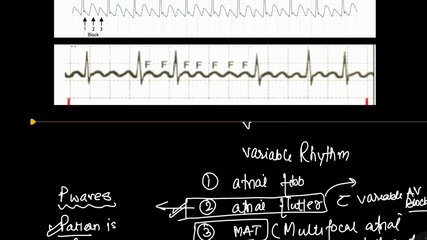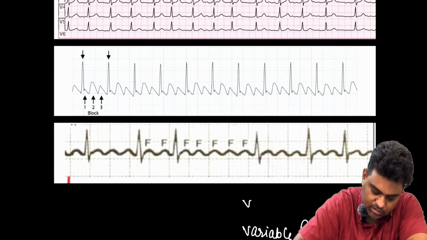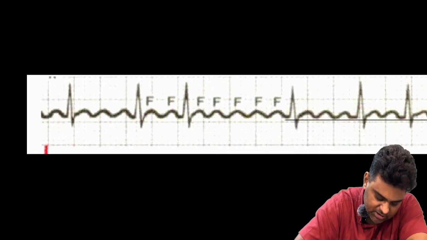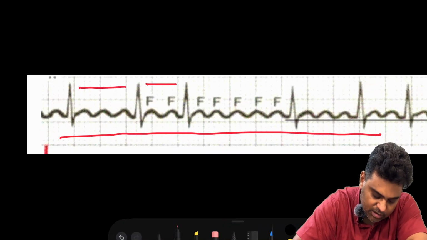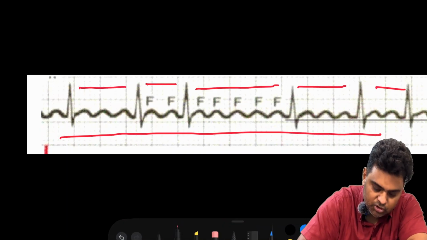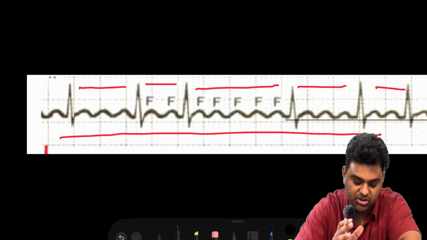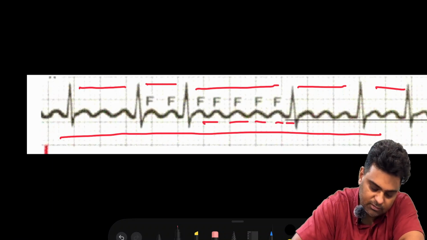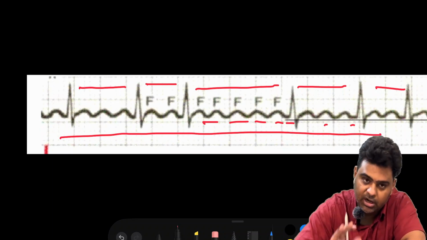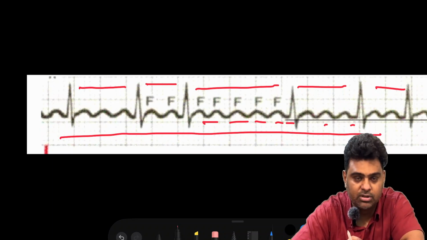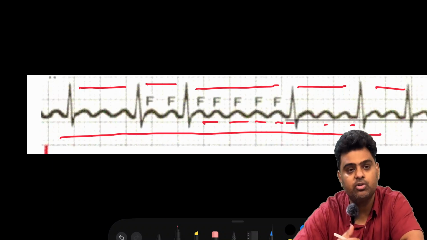I'll tell you. For example, if you see this ECG, the rate is variable, RR is not constant. So most people will say that it is atrial fibrillation, but it is not. See, you are getting P waves. Now the rhythm is irregular and you are getting P waves, so it may be atrial fibrillation, because in atrial fibrillation you can also sometimes get P waves.